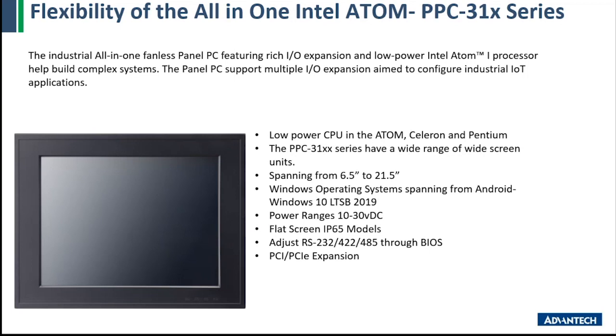Some examples of these are the PPC 3150 unit and the 3150S. The difference between those is that one unit will have the Atom processor and one will have the Celeron. But in terms of the overall size, you're saving a couple of inches with the 3150S, and it looks a little bit more commercialized compared to the bulkier 3150 unit.